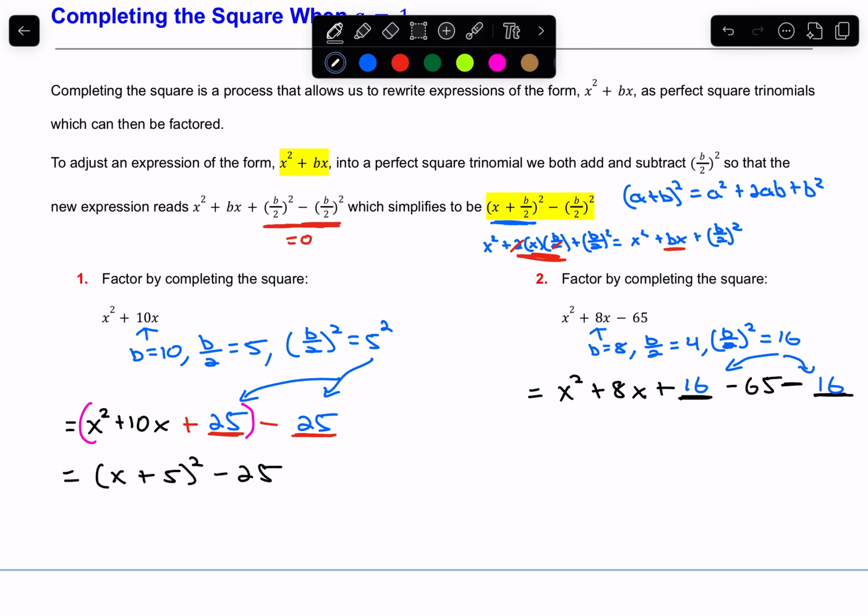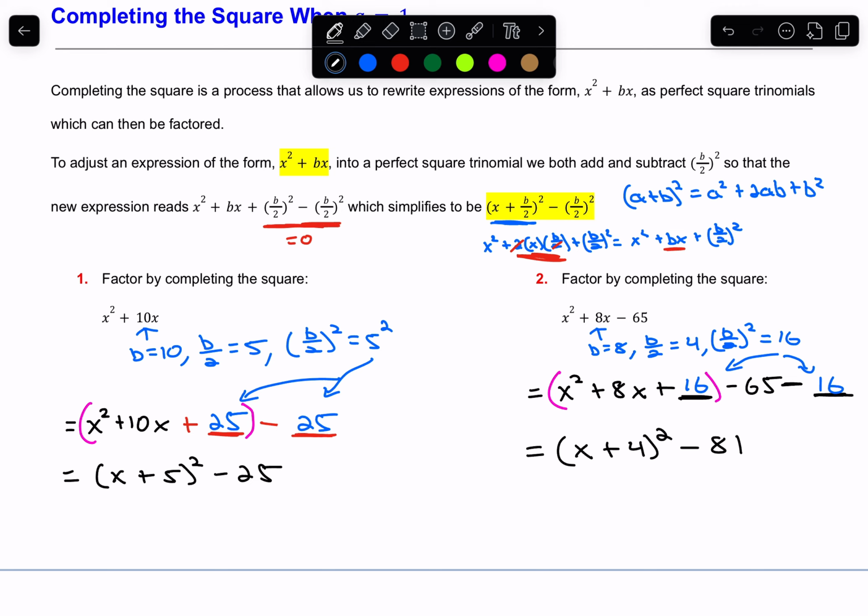All right, so now we're going to simplify this. The first three terms, x squared plus 8x plus 16 right here, those are going to factor to be x plus b over 2. And remember, b over 2 is 4, so this is x plus 4, and it's that whole thing squared. Then negative 65 minus 16 in the back is negative 81.